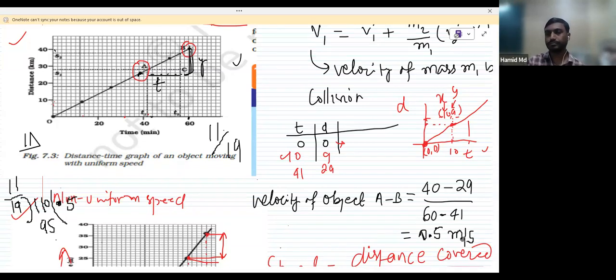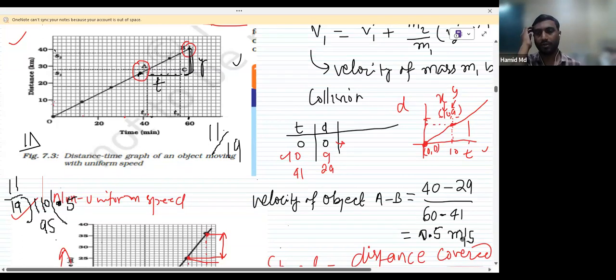Everyone is clear on the concept? Yes, sir. Okay, so when we divide the position by time, it will give us velocity, or speed. And the unit of speed is meter per second.